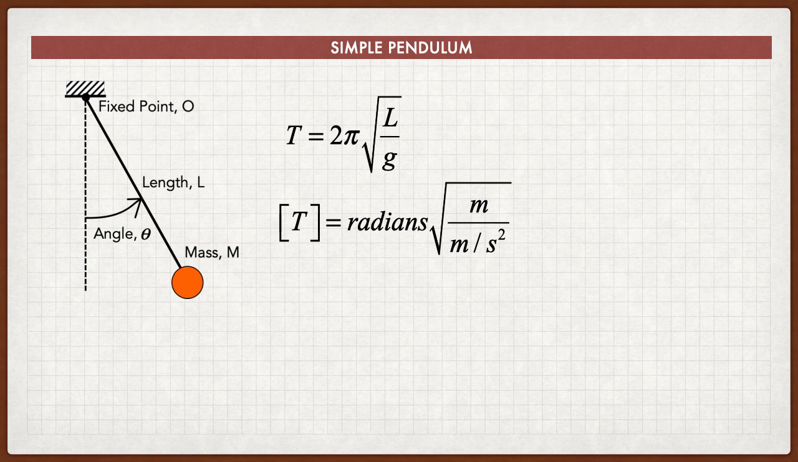Let's do a units check. That's 2 pi radians in one cycle. L, the length of the string, has units of meters. Little g, the gravitational constant, has units of meter per second squared. Radians are an invisible unit. Cancel the meters. Square root of a square, so the units are seconds. Phew! That's a good unit for period T.